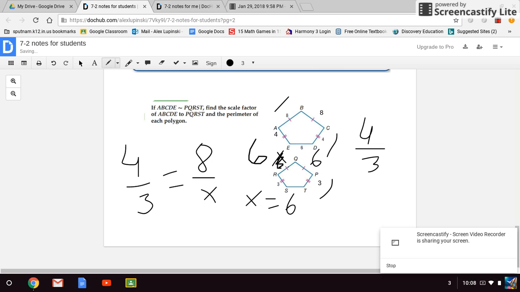I want you to figure out what ST is, and then find the perimeter of each polygon. We will go over this in class tomorrow. I hope you had fun. Goodbye.